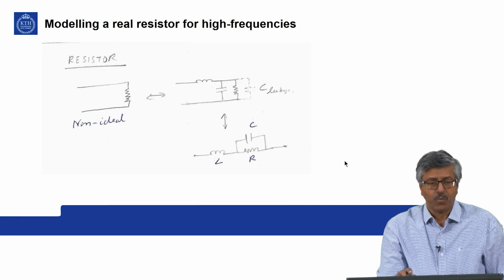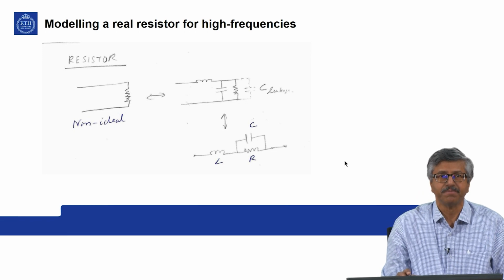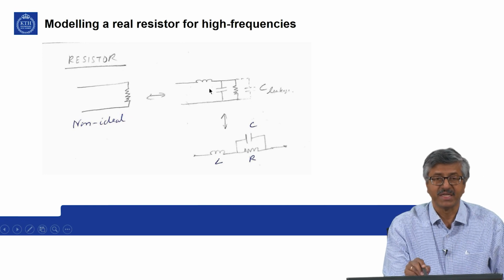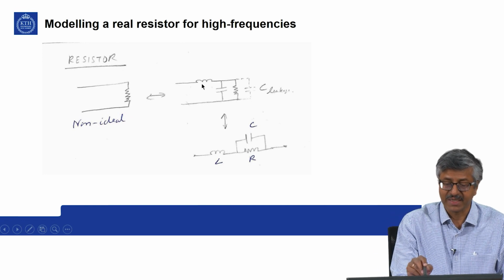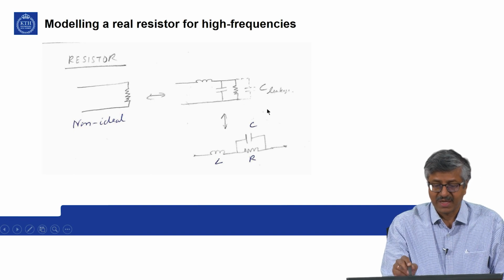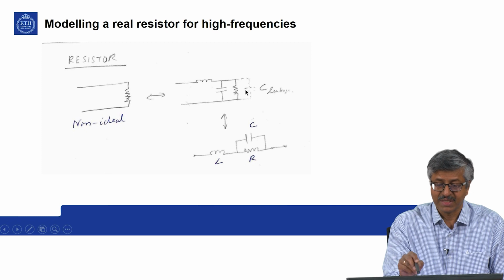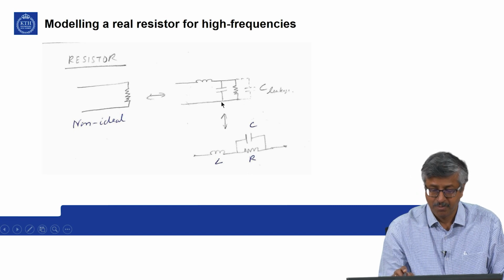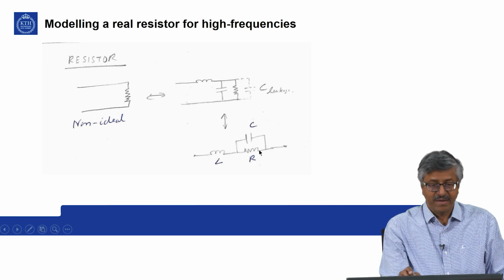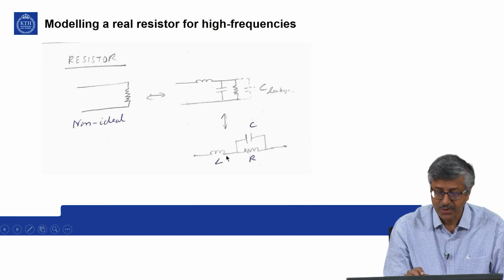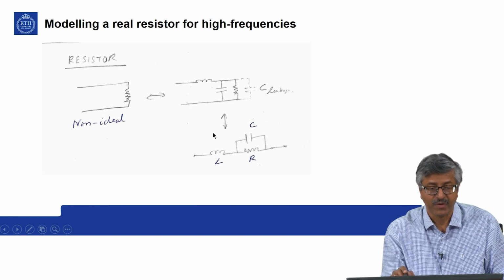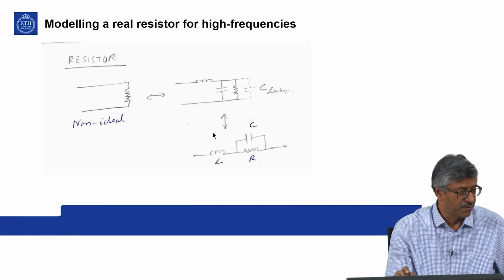Now modeling a real resistor for high frequencies. Again, we do the same exercise of including the parasitic elements of the component leads, the inductor and capacitor. There can be a leakage capacitance across the resistor also, which we can combine with this parasitic element. So you get a circuit in which you have an inductor, then you have a capacitor and resistor connected in parallel. So this will be the minimum model for a real resistor under high frequency.